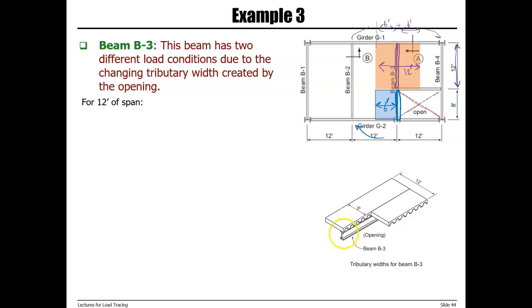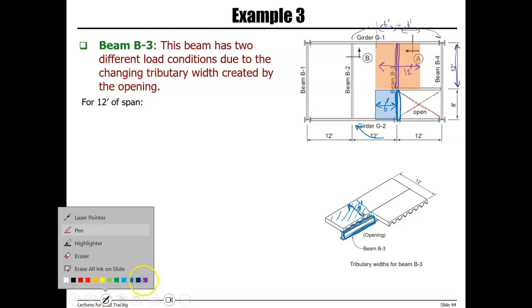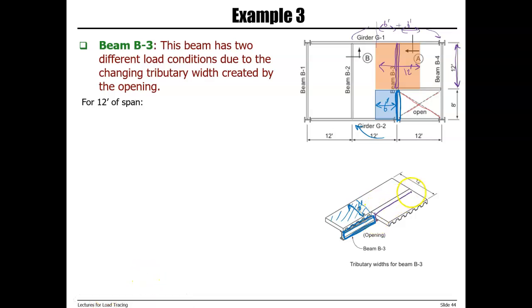So again, this is the blue section. There is only load coming from this area and tributary width is 6 feet. But for the 12 feet section, so this is 12 feet, load is coming from both sides. So tributary width is 12 feet.